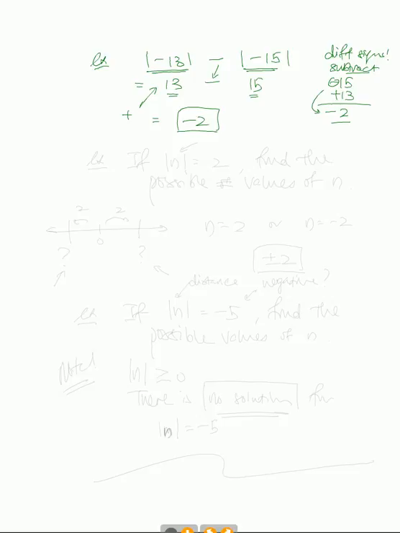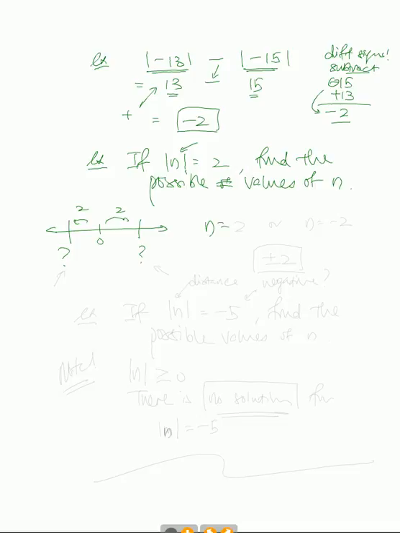Now, what can also be confusing is this question. If I tell you the absolute of some number n is 2, can you find the possible values of n? This is where you have to think backwards. It's as good as telling you there is a particular number and the distance from 0 is 2. If you think about your number line, this is 0. Which number is 2 units away? That's how you have to think.